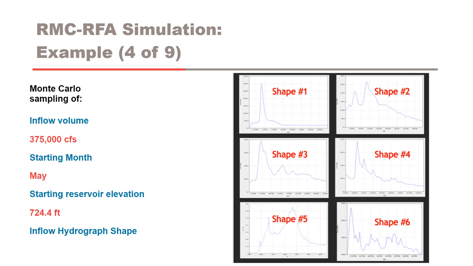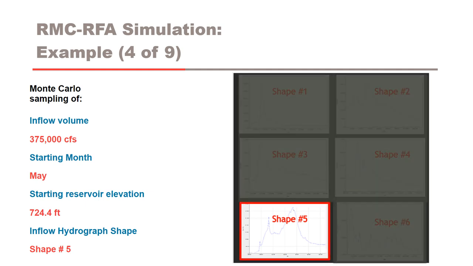The last step of the inner loop is to randomly select the inflow hydrograph shape. RFA allows the user to input as many hydrograph shapes as desired. The user assigns a weight to each hydrograph, which determines the relative frequency that each hydrograph will be stochastically sampled during a given simulation. In this example, 6 hydrograph shapes were input by the user, including observed hydrograph shapes and the PMF hydrograph shape. Using engineering judgment, each of these 6 hydrographs was thought to be equally likely, and were each given a weight of 1. In this example, hydrograph shape number 5 was randomly selected. This hydrograph will now be scaled to the inflow volume sampled in step number 1.